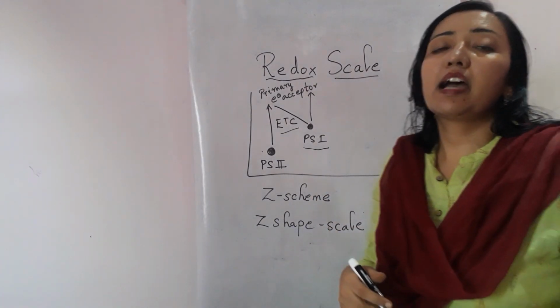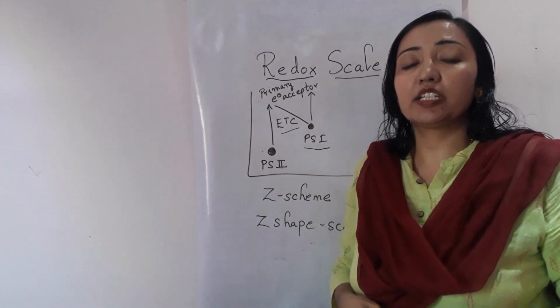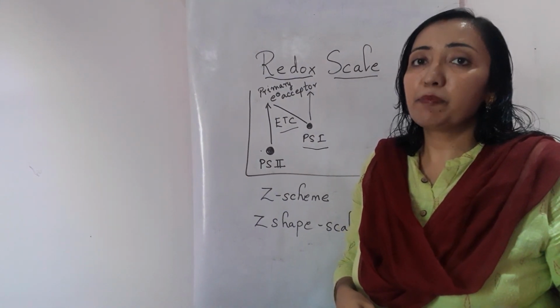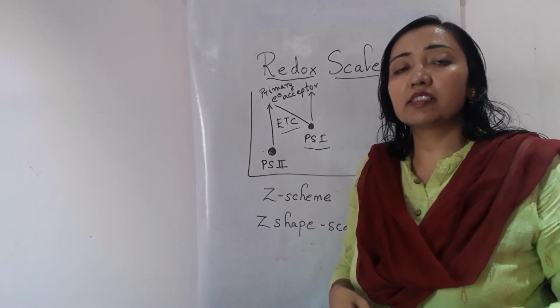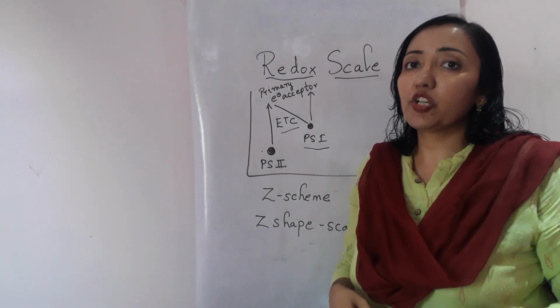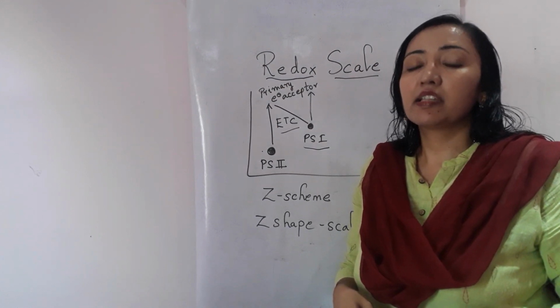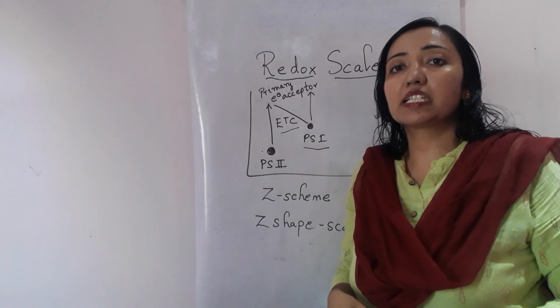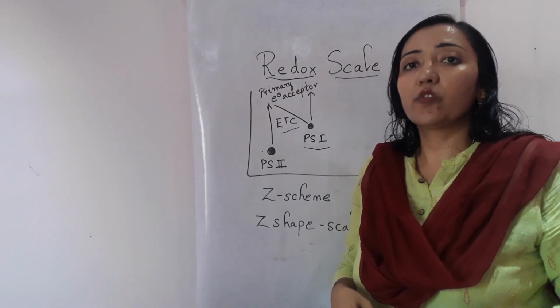We have completed the light reaction in 5 parts. Please watch all 5 parts to get the complete information on the light reaction of photosynthesis. From the next class onwards, we will study the dark reaction of photosynthesis.